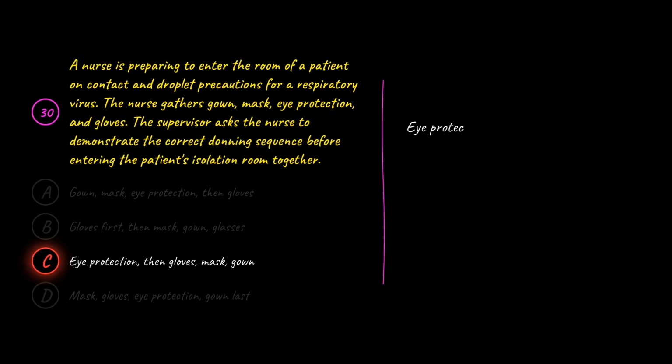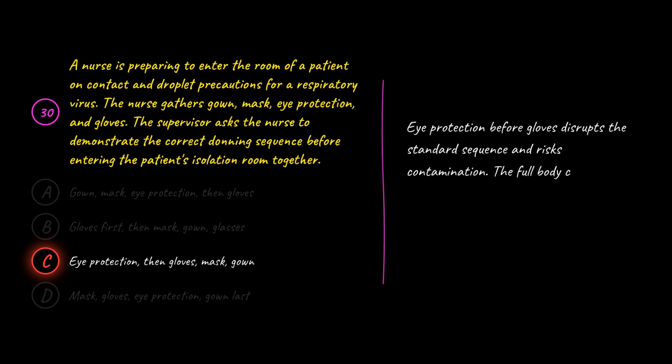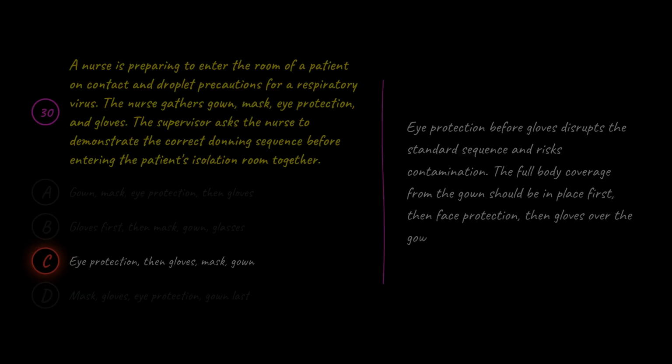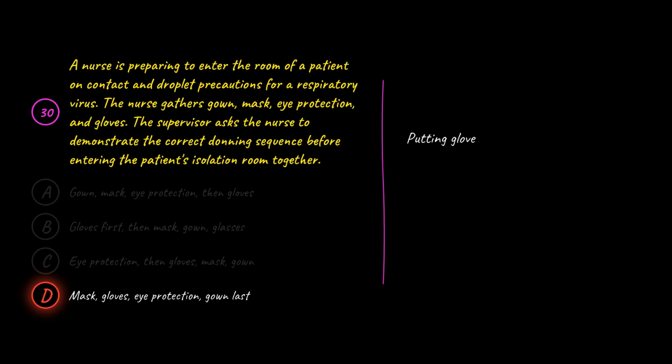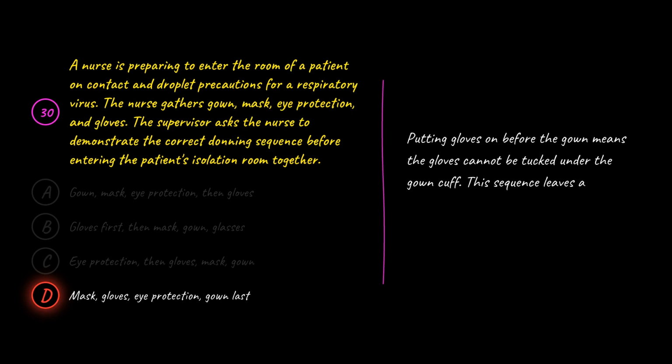C is wrong because eye protection before gloves disrupts the standard sequence and risks contamination. The full body coverage from the gown should be in place first, then face protection, then gloves over the gown. D is wrong because putting gloves on before the gown means the gloves cannot be tucked under the gown cuff. This sequence leaves a gap at the wrist that can expose the nurse to body fluids during care.